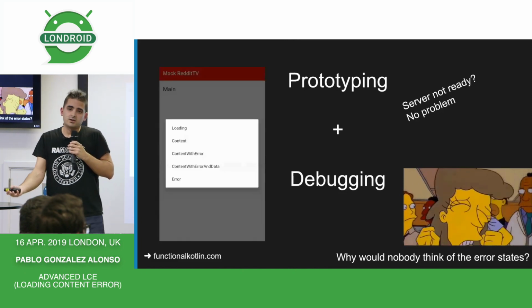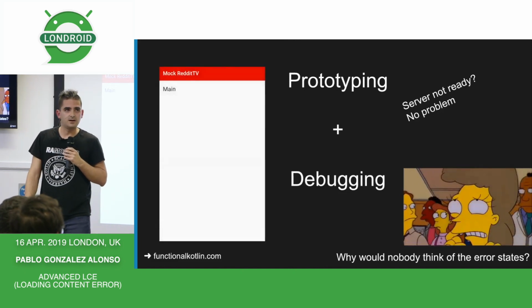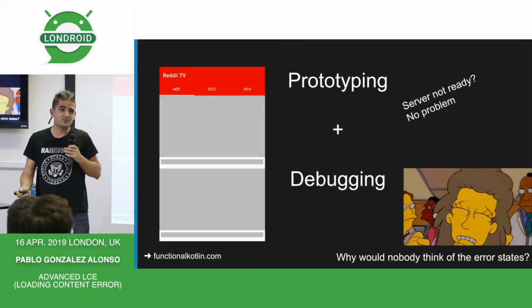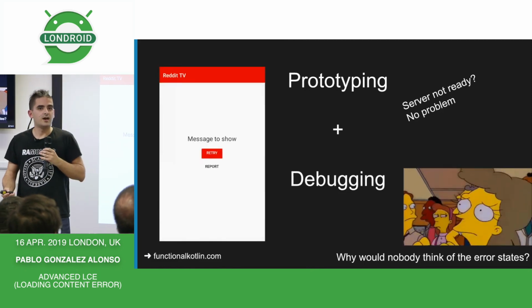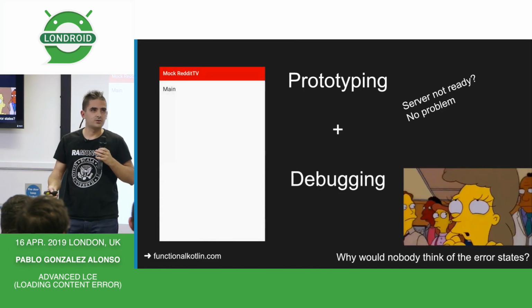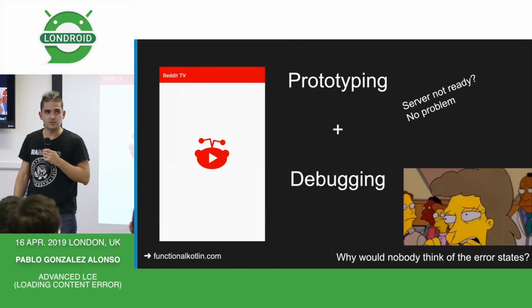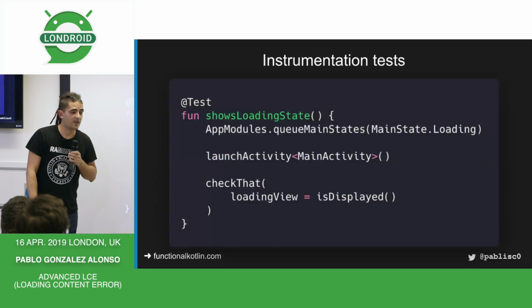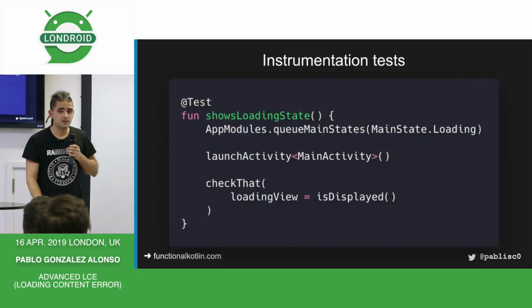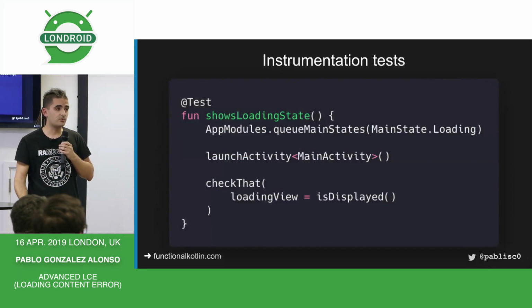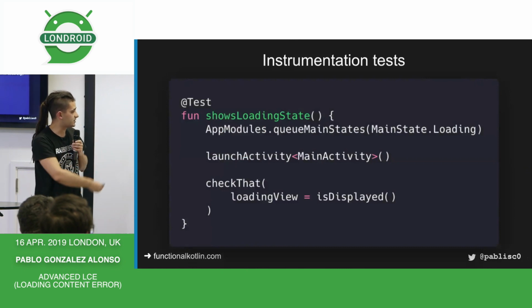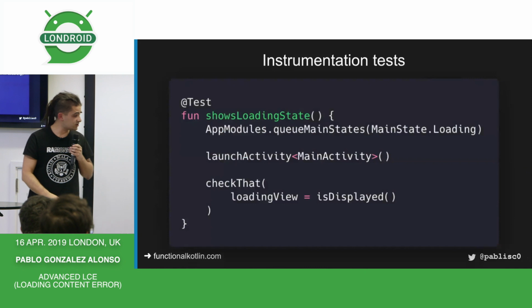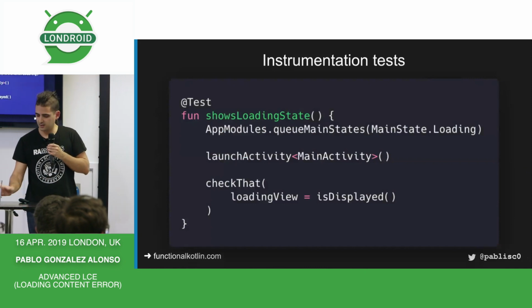And also for debugging, because then you can go into a state that might be hard to replicate, like there's an error with something that you don't know how, and that creates some funny thing on your UI. So it's quite useful for that. Also, instrumentation tests. Now, you don't need to do any mocking because you already have something that allows you to queue states. Then you can check in your test if you have what you expected.